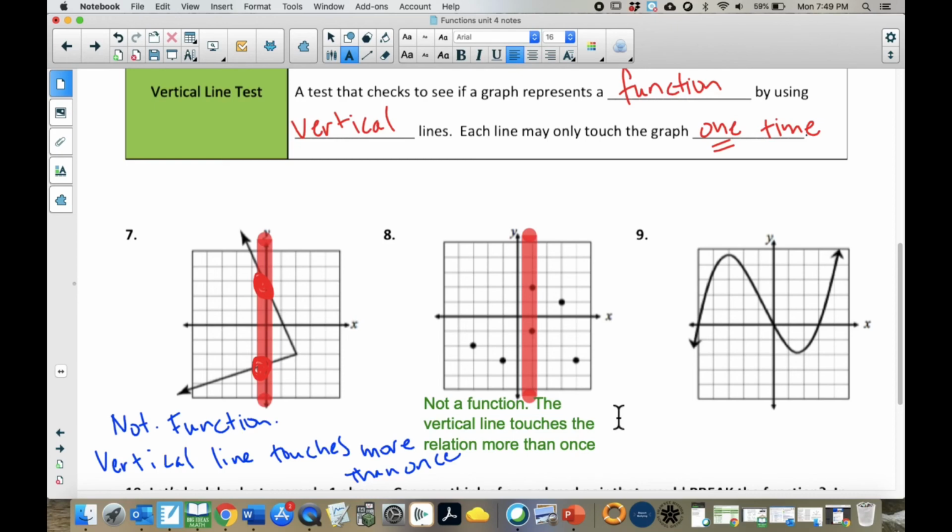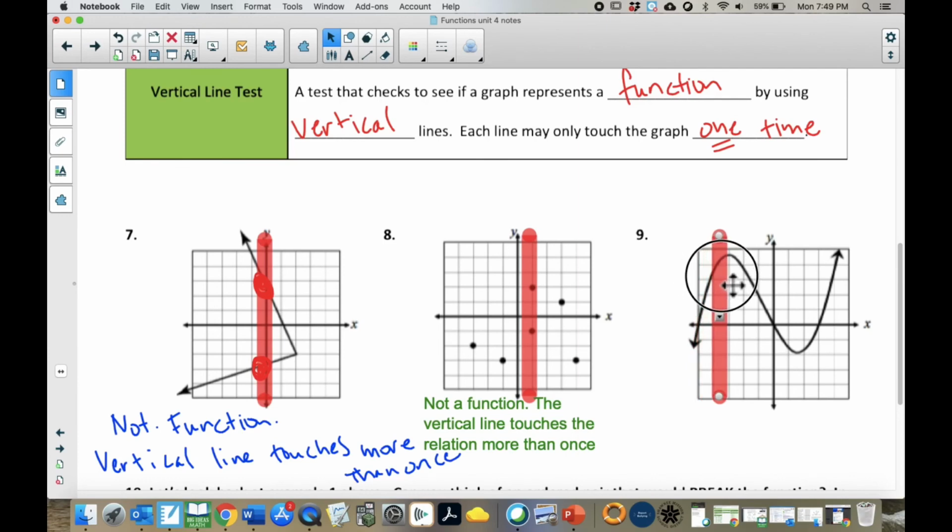All right, one more time on this last one. So I'm going to take this line and run it across and see if there's any place where it touches it more than once. So I'm going across, it's only touching it one time, only touching it one time. Everywhere I go, it's only touching it one time. There is no place where it overlaps itself. And so this one is a function.